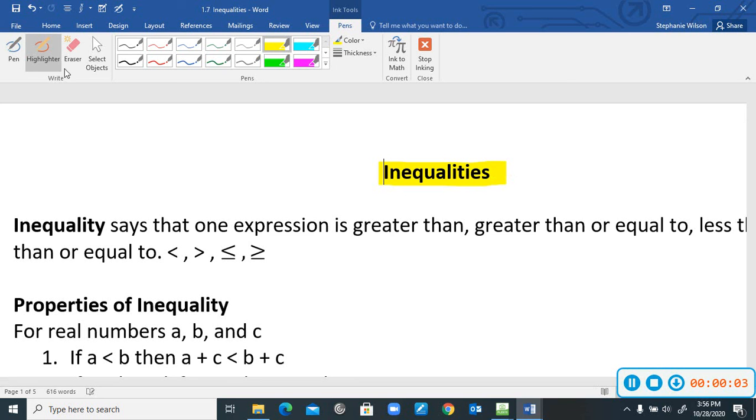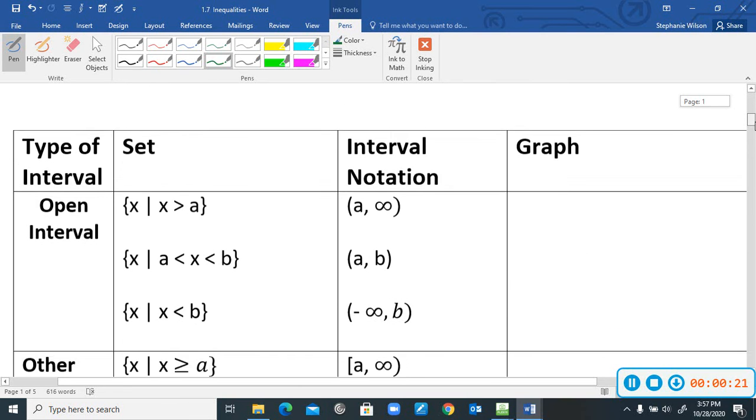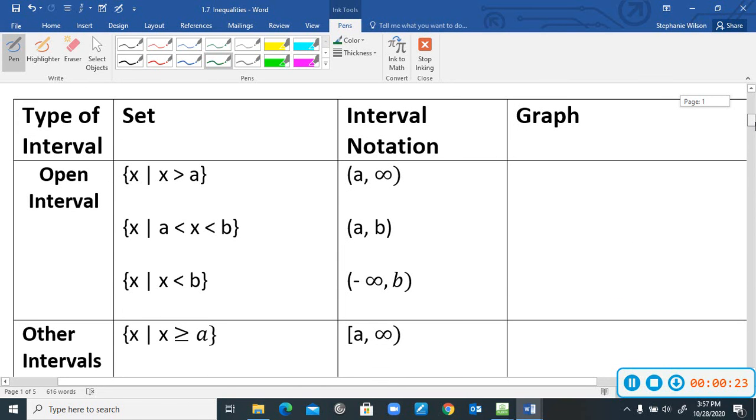Inequalities. So we're going to talk about inequalities and how we can graph them on a number line. And whenever we talk about inequalities, we talk about less than, greater than, less than or equal to, greater than or equal to. And there's some definitions that you can read up on. I just want to jump right into the actual math of it all, and let's just talk about it.